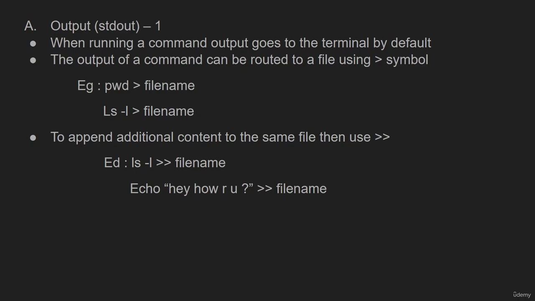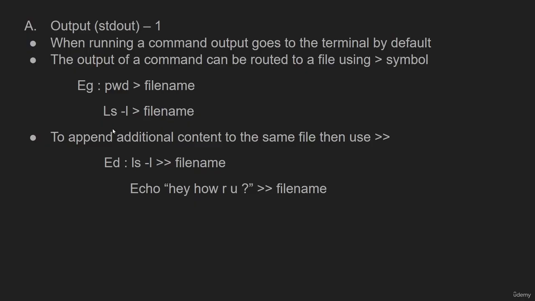The output of a command can be routed to a file using the greater than symbol. For example, pwd is a command used to display the current directory, which shows you which directory you are in right now. You simply use this greater than symbol and a file name, and you can give any kind of file name. Whenever you type this command, the output of this command will be stored in this file. So that output will now be the content of the given file name, right?